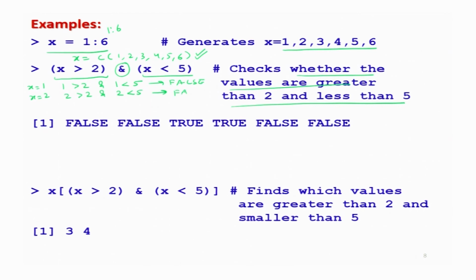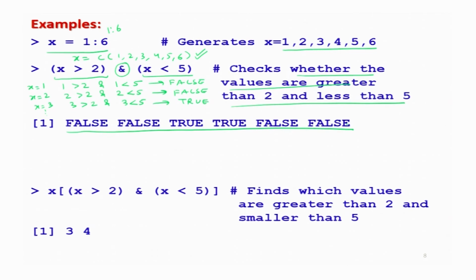This value will also come out to be false. Then it will try to take x equal to 3, and it will check the condition whether 3 is greater than 2 and 3 is smaller than 5, and this condition will come out to be true. So now you can see here this answer is coming like this.